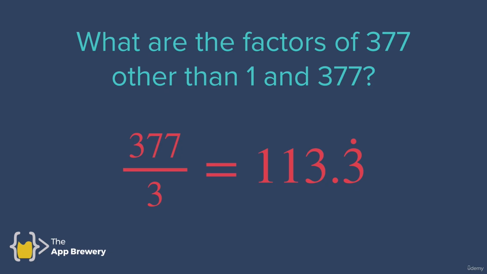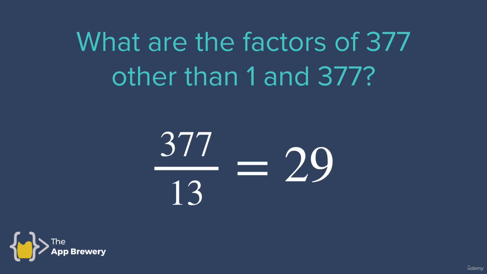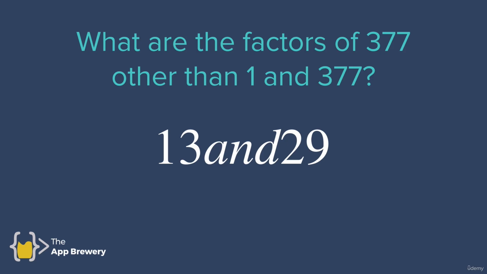And you might go through this process for a long time, tediously, going through number by number. Well, then you might arrive at the point where you divide 377 by 13 and you end up with 29. So 13 and 29 are the answers to this question. They are the only factors of 377 other than 1 and 377. And as you can see, that process of finding those two factors took us a while, right? It wasn't that easy.